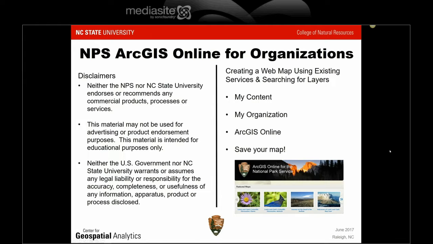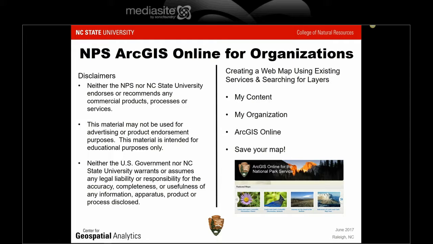There are different ways to add data to your web maps. You can use content that you've created in My Content. You can use content that other folks in the National Park Service have created by searching the organization. And you can also use ArcGIS Online. There's a Living Atlas. You can use data that's been vetted by Esri and the data steward and has been made available to you through this platform.